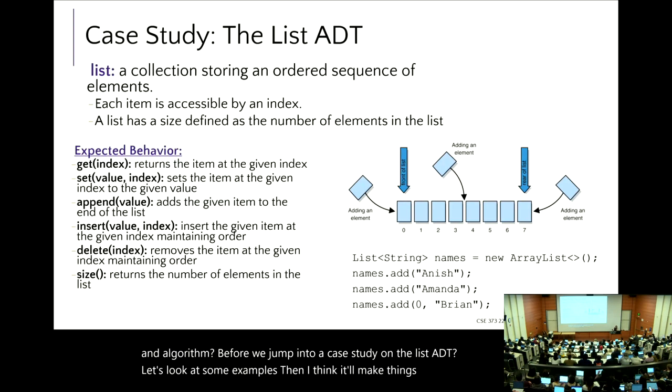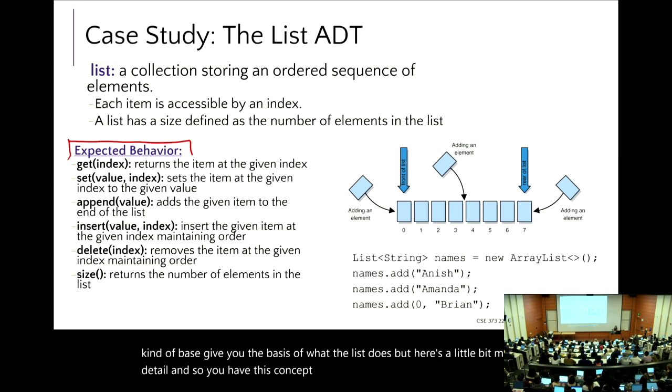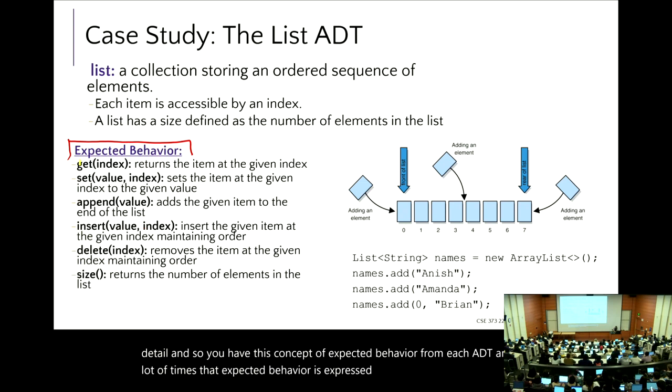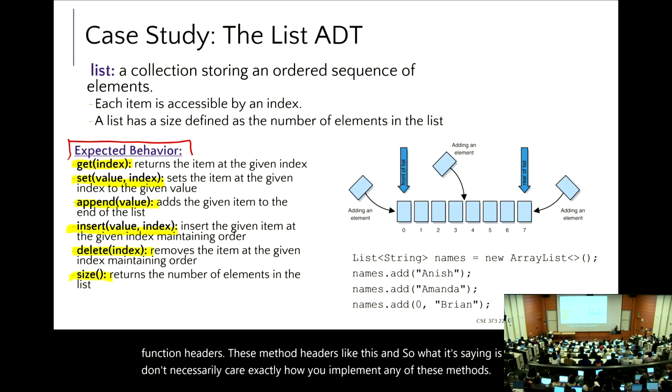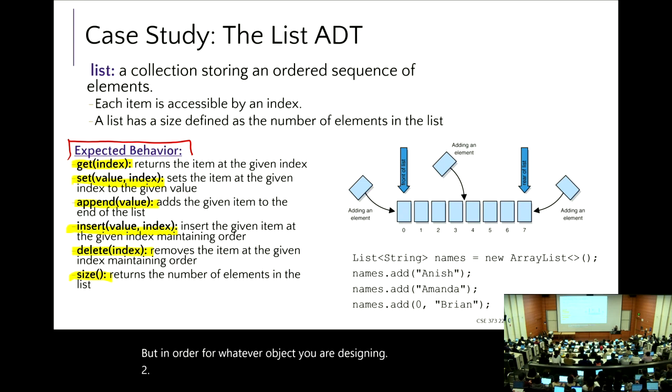So I think I kind of gave you the basis of what the list does, but here's a little bit more detail. You have this concept of expected behavior from each ADT, and a lot of times that expected behavior is expressed in the format of these method headers. What it's saying is that I don't necessarily care exactly how you implement any of these methods, but in order for whatever object you are designing to achieve the check mark of being considered a list, it must have a function that lets you get out whatever is stored at a specific index.